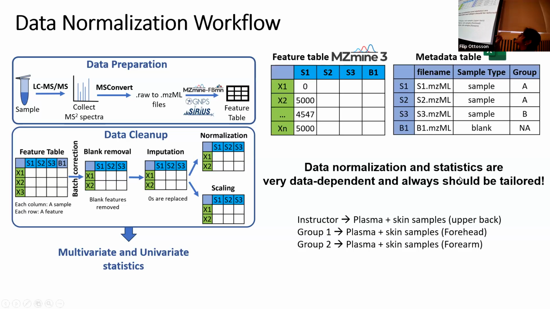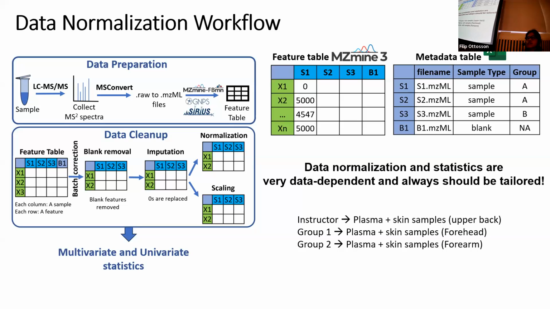The feature table from the MZmine looks like this. You might have already opened it in your Excel file, where you have all these samples in columns, which are your mzML files. And in the rows, you have all the features or the compounds and the corresponding peak area or intensities as given here.